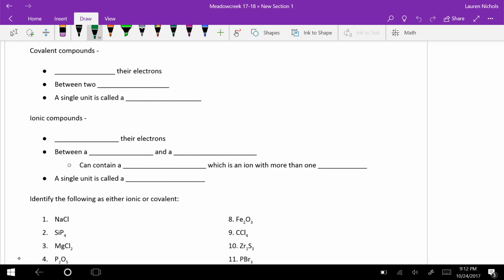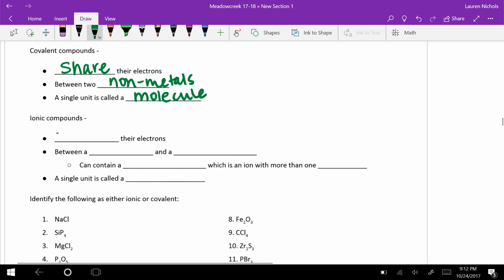Guys, so just a quick wrap up. We've talked about ionic and covalent bonds, but there's also ionic and covalent compounds. And the really quick way to remember this is covalent compounds, similar to the bonds, are going to share their electrons. It's going to be between two nonmetals. And a single unit is going to be called a molecule.